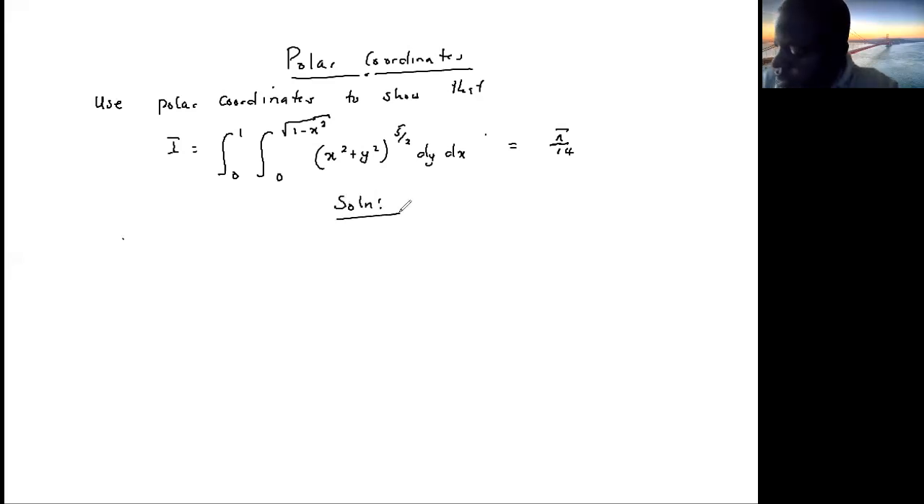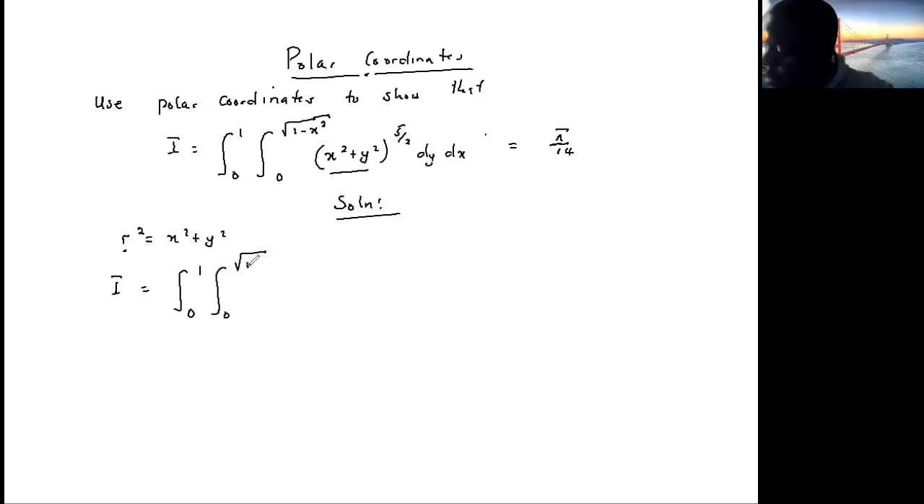First, we know that r squared is equal to x squared plus y squared. That's the relationship between rectangular and polar. So in this case, where there is x squared plus y squared, we're going to put r squared. So already our integrand, from 0 to 1, 0 to root 1 minus x squared, this part here will be r squared, and then we have 5 over 2, and then dy dx.